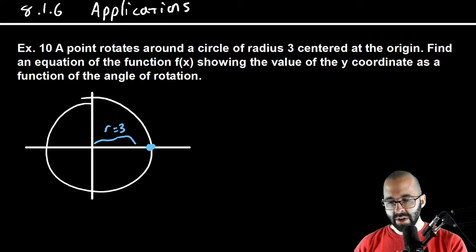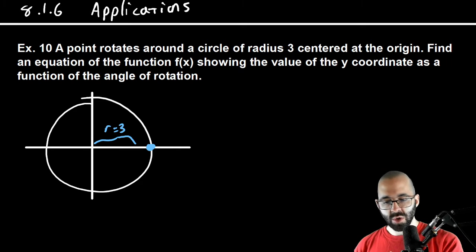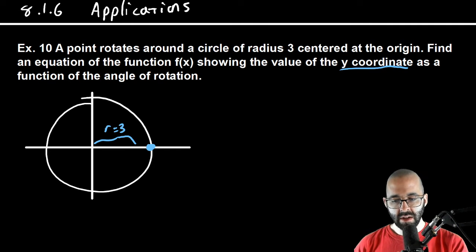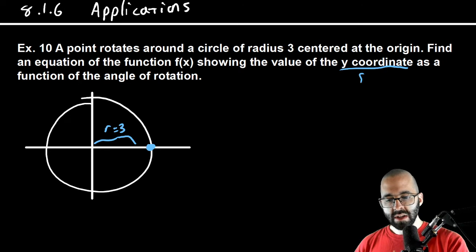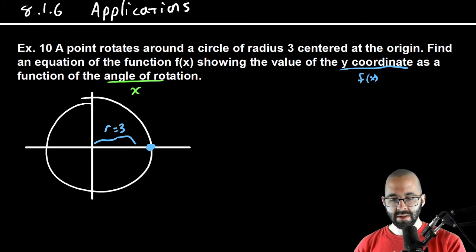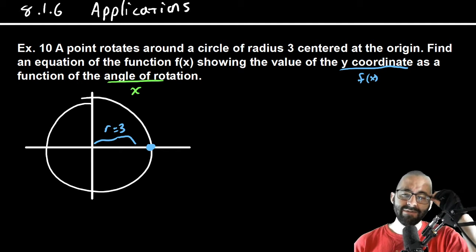All right. So what we want to know is find an equation of the function f of x showing the value of the y coordinate. So we're specifically caring about the y coordinate here as a function of the angle of rotation. This is the y coordinate. That's going to be our output, our f of x. And the angle of rotation, that's going to be our x value in this function. Well, we have to use x, but x is the angle, not the x coordinate in this case. So it's a little confusing.